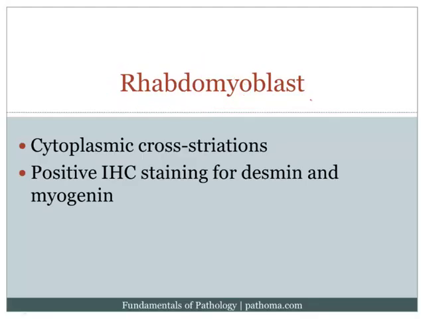Now, a couple of features of the rhabdomyoblast that we should be aware of. The first is that rhabdomyoblasts will often show cytoplasmic cross-striations. So when you look at a rhabdomyoblast and you look at the cytoplasm, you'll often see these cross-striations running up and down the cytoplasm, similar to what you would see in skeletal muscle. And so if I were to tell you, for example, that there is a child with a tumor and the pathologist says that the tumor exhibits cytoplasmic cross-striations, you're going to think about a rhabdomyoblast and in turn a rhabdomyosarcoma.